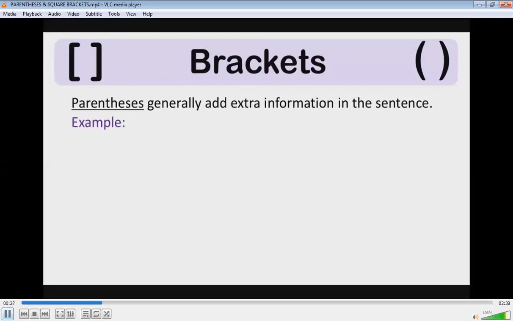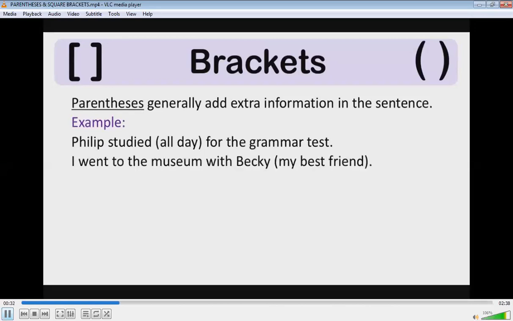For example, Philip studied all day for the grammar test. I went to the museum with Becky, my best friend. Here what's between the brackets or the parentheses is extra information. I can read the sentence without it. For example, I went to the museum with Becky, and that's it. You get my point? Extra information, yes? Also, I can use maybe dashes for extra information here, yes?